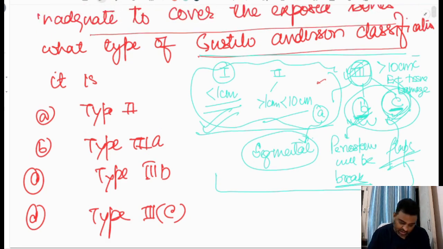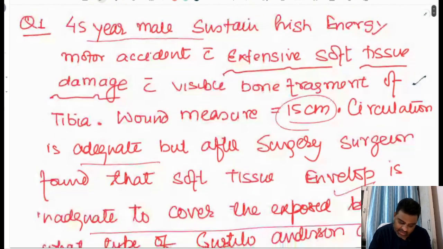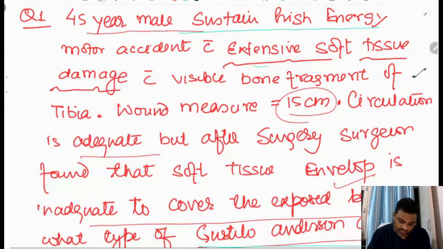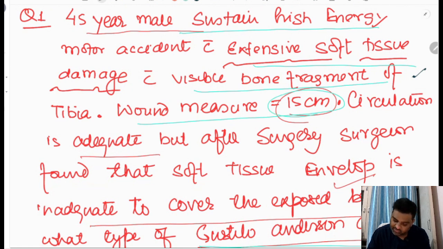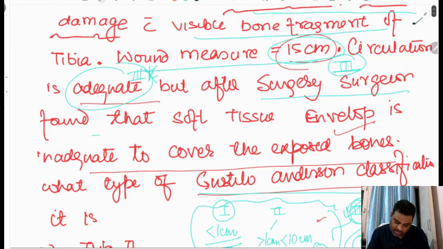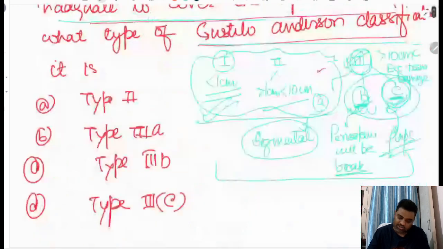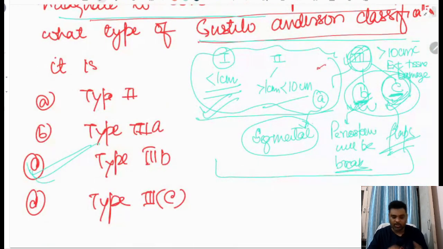Now, if we see again, a 45-year-old male sustained a high-energy motor accident with extensive soft tissue damage with visible bone fracture. Wound measurement is 15 centimeters. 15 centimeters, it is class 3, because more than 10 is class 3. Circulation is adequate. That means it is not 3C. Now it can be 3A or 3B. But after surgery, the surgeon found that the soft tissue envelope is inadequate to cover the exposed bone. That means it is 3B. So remember the Gustilo-Anderson classification in this way, and you will be able to solve every question.